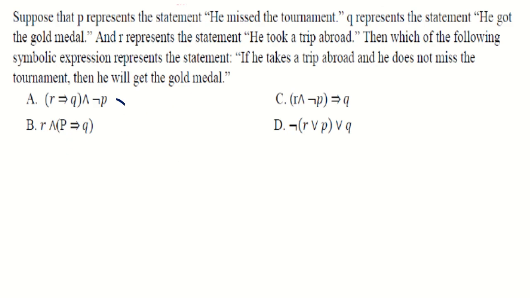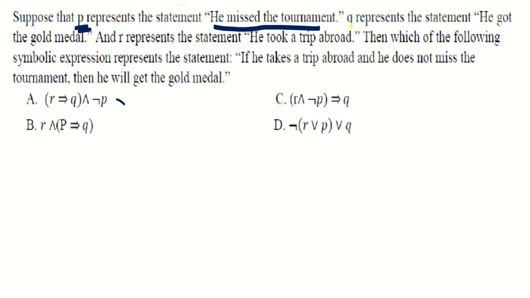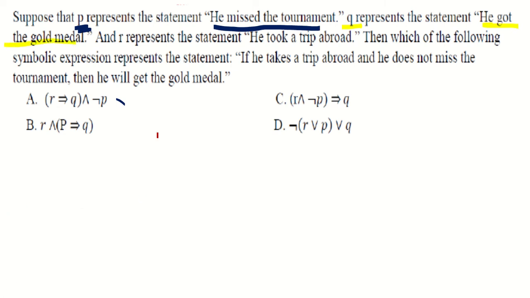Okay. The next one. Suppose P represents he missed the tournament. What is P? Let's try to see by different colors. Q represents he got a gold medal. R represents he took a trip abroad. Then which one of the following symbolic representations represents the statement?